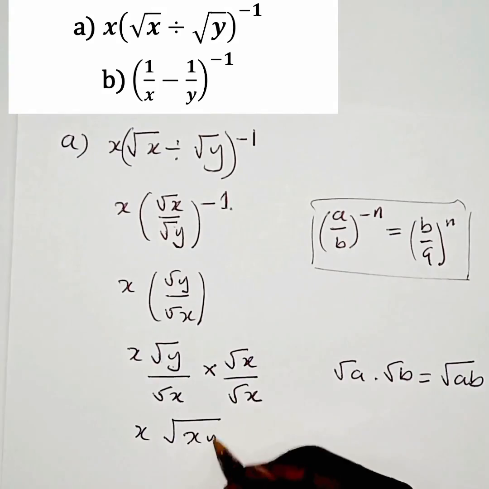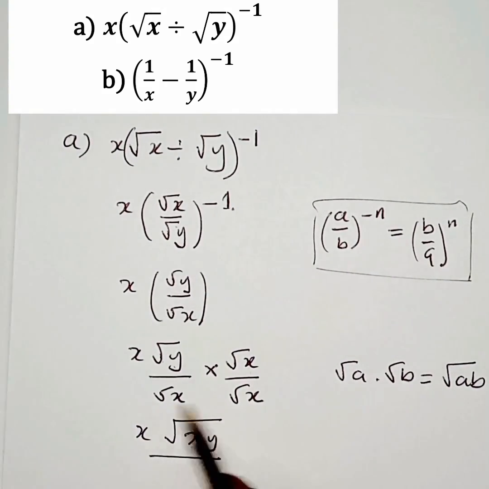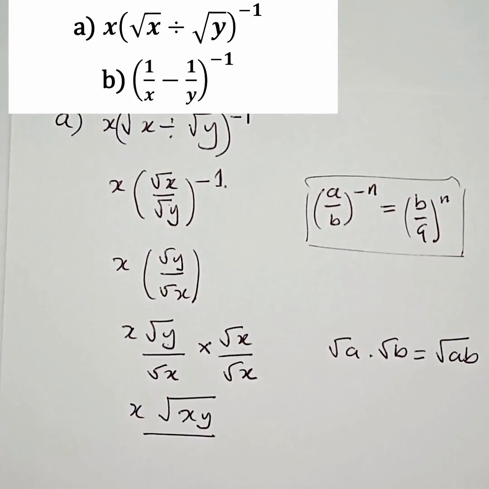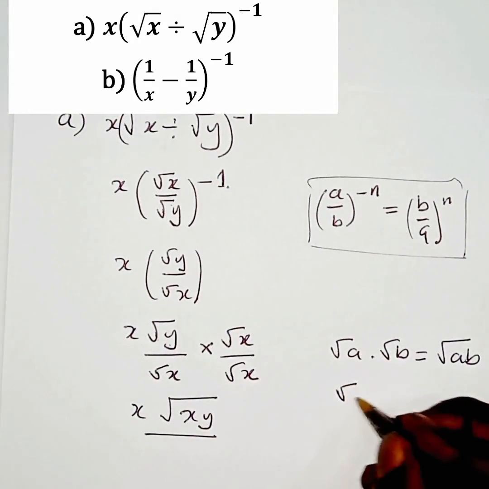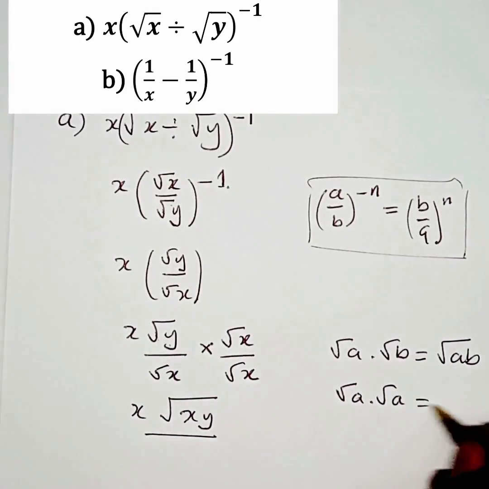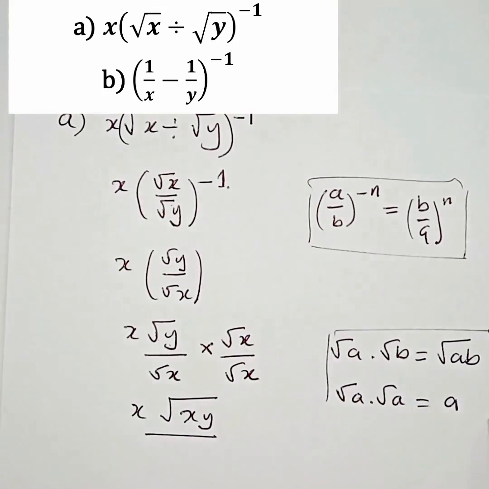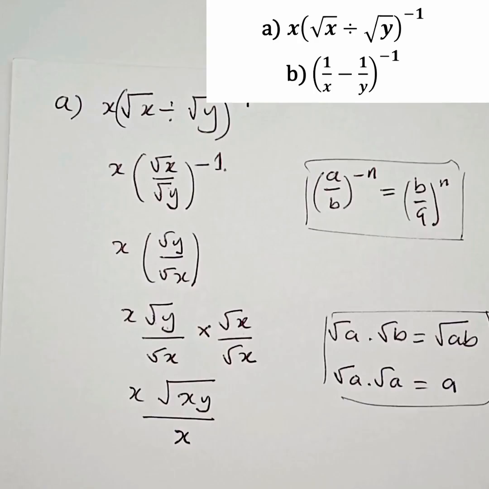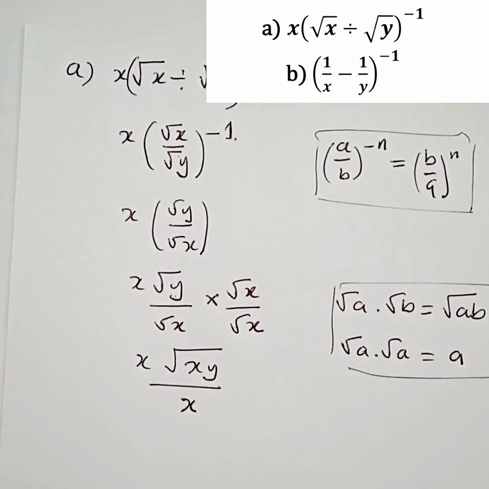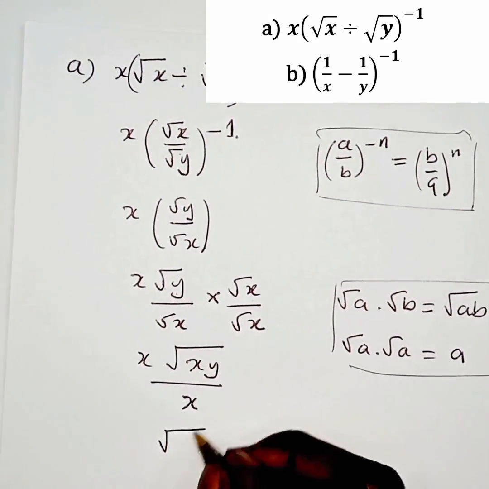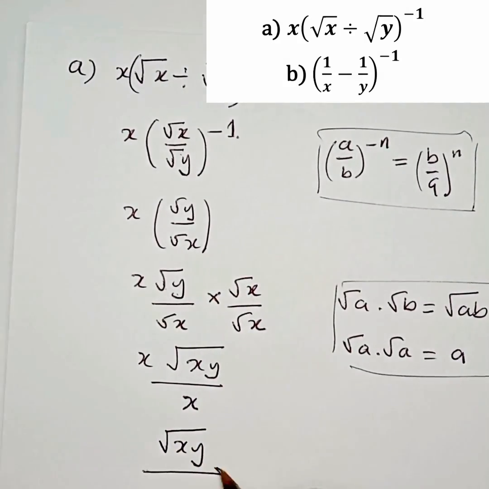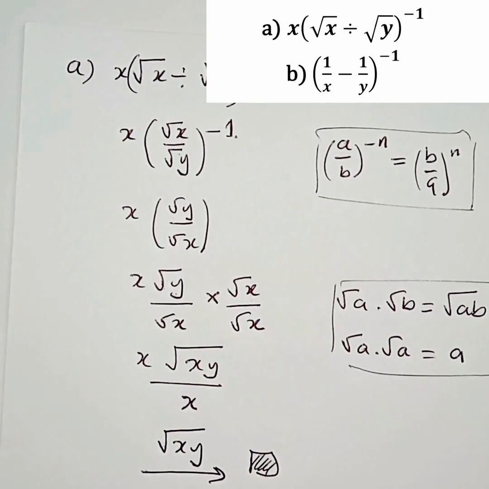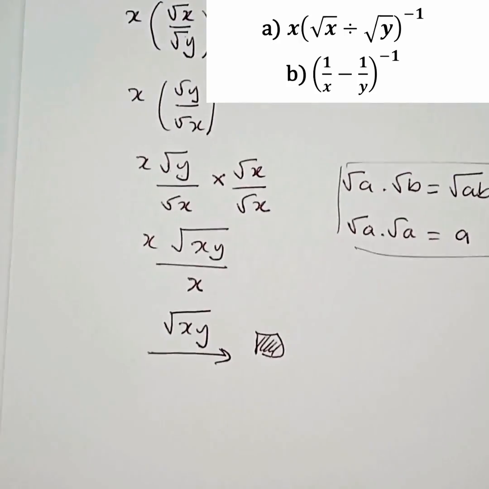So we're going to have xy there, and you remember root x times root x is equal to x, because we say root a times root a is equal to a, right, when we use these laws of surds. And then that will be x down there on the denominator, and therefore we are going to get our answer as root of xy. That's the answer for that. That part is finished.